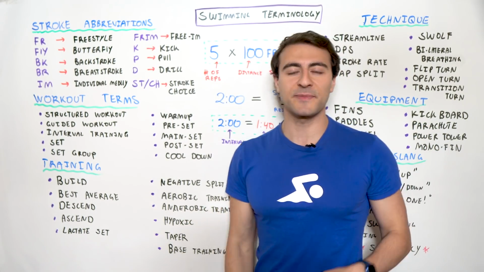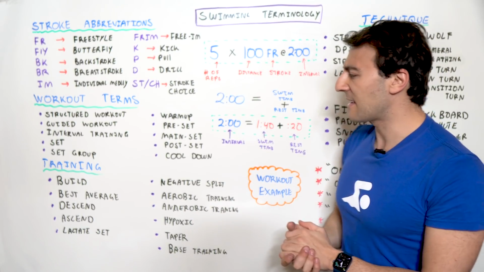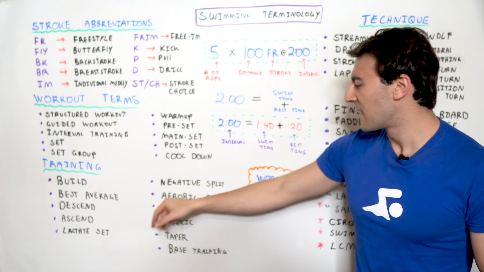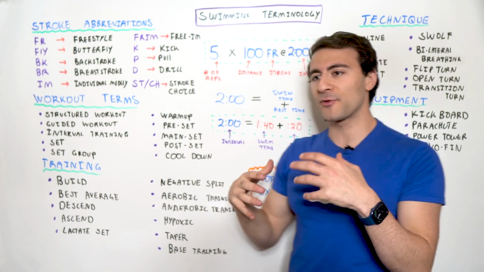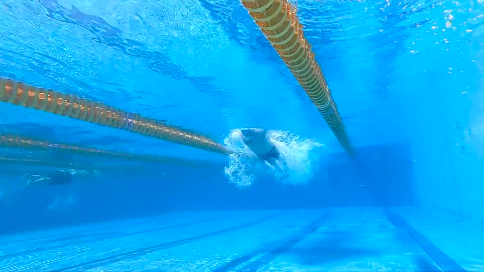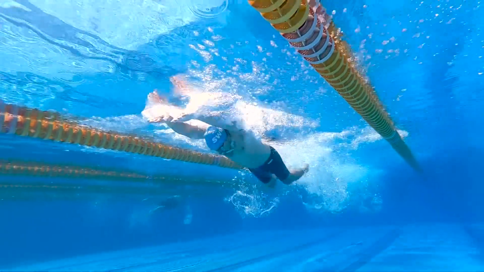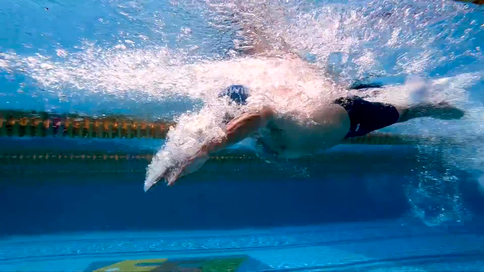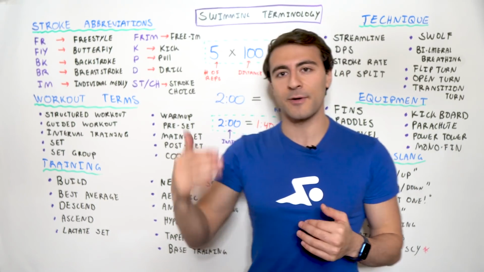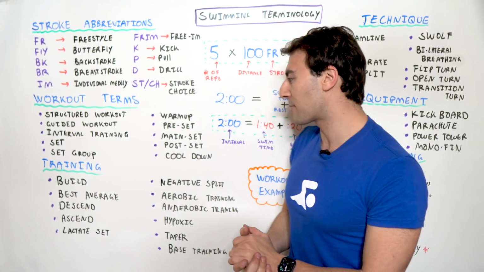You might hear on the pool deck something called a lactate set. Lactate is just referring to this energy system of anaerobic training. This is where you're doing maximum effort and you're producing lactic acid in your body. You're gonna feel really, really tired. You're gonna feel actually sick if you do this for a long period of time, and it's designed to train at or above race pace, really focused on performance.